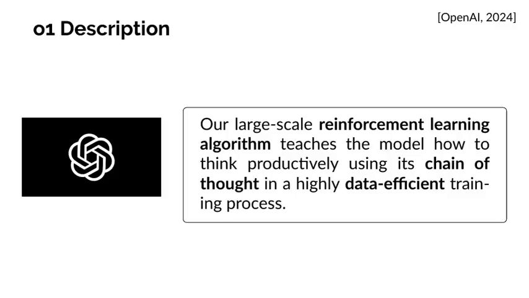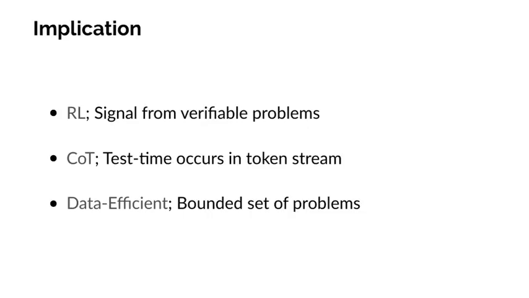To gather clues, let's start with OpenAI's own words. In a blog post published with the release of O1, they wrote a lot about this topic, but much of it is mostly just marketing. There are 2 sentences, though, that give us a sense about what might be happening. First, they say, "Our large-scale reinforcement learning algorithm teaches the model how to think productively using its chain of thought in a highly data-efficient training process." This sentence gives us 3 clues into what might be happening.